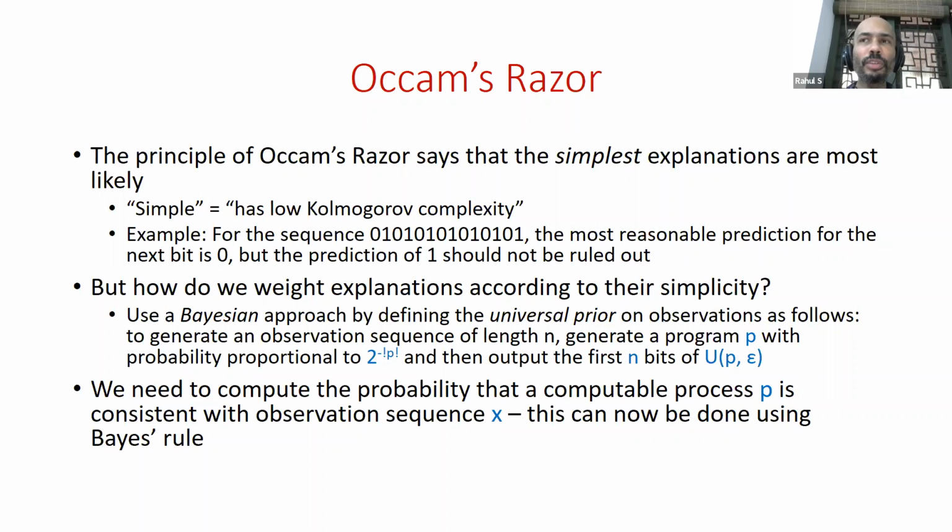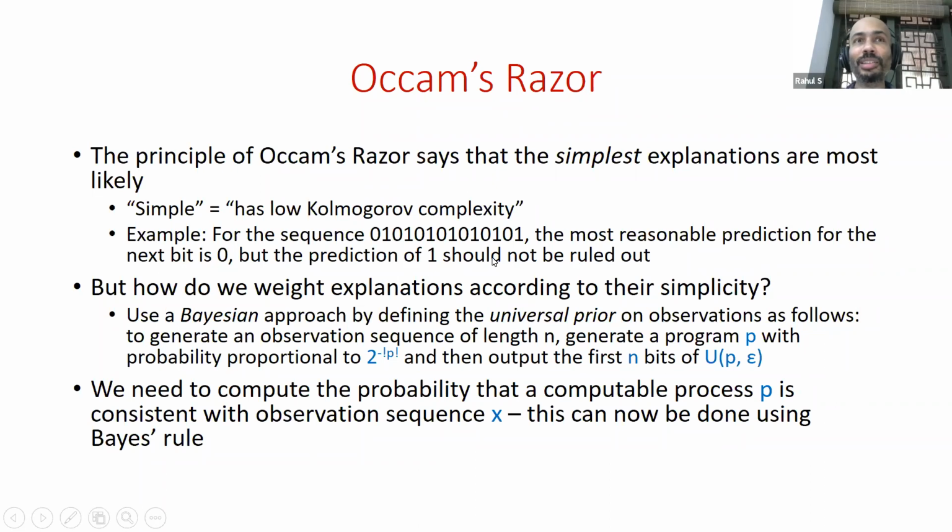If you think of a computer process producing an arbitrarily long string, then the computable process with the smallest size code, the algorithm that can be described with the smallest number of bits, should be the one that's preferred. As an example, consider the sequence 0, 1, 0, 1, 0, 1, 0, 1, and so on. What should the next bit be? The most reasonable prediction is 0, because a program which just keeps outputting 0, 1 over and over again is a constant size program, and that will produce 0 next. But the prediction of 1 should not be ruled out either.